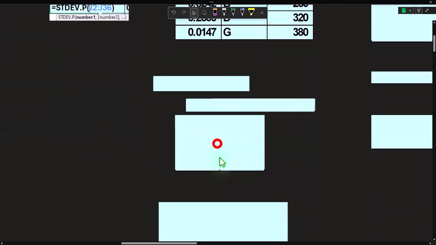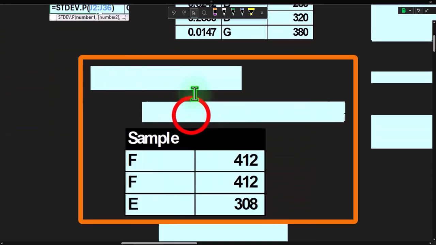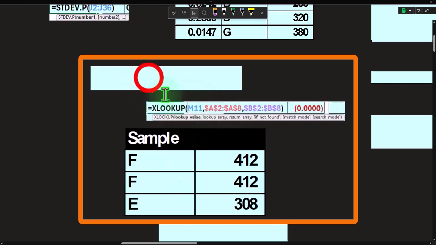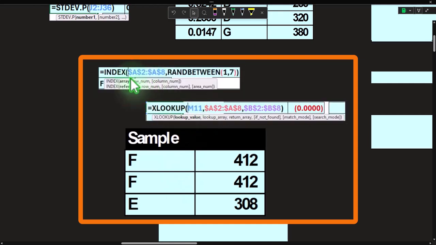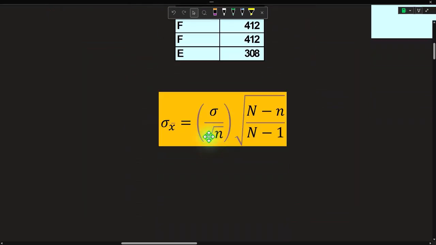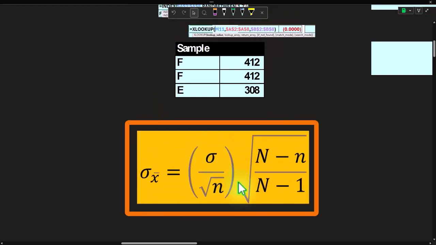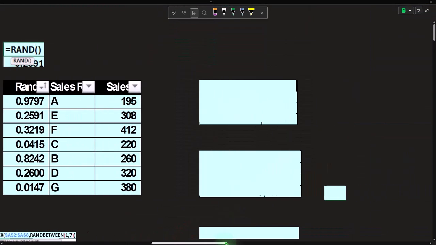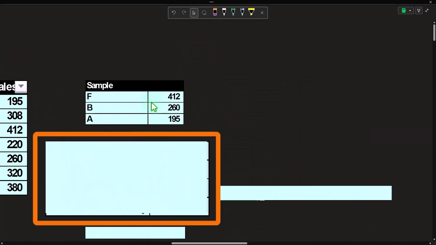Another way we can do a random generation is with an index function. So I could say, I'm going to do an index function, which would look like this, of our actual population range, and then say, I want you to give me random numbers, rows 1 through 7, pick randomly rows 1 through 7. That's how I got these. And then we did an X lookup to give us the related numbers to those letters. And then here's our formula once again that we're looking for, the standard deviation, in essence, of X bar.